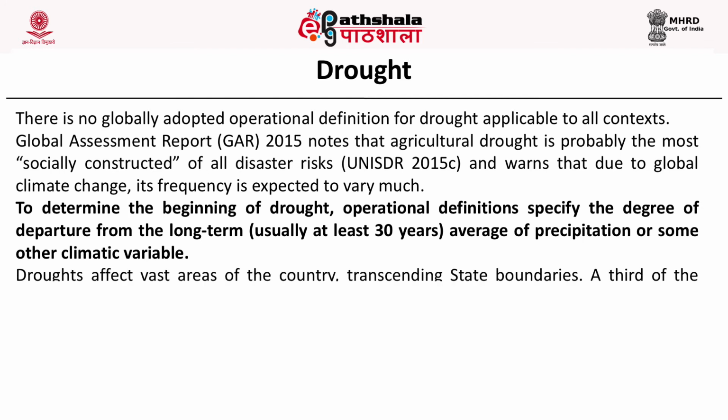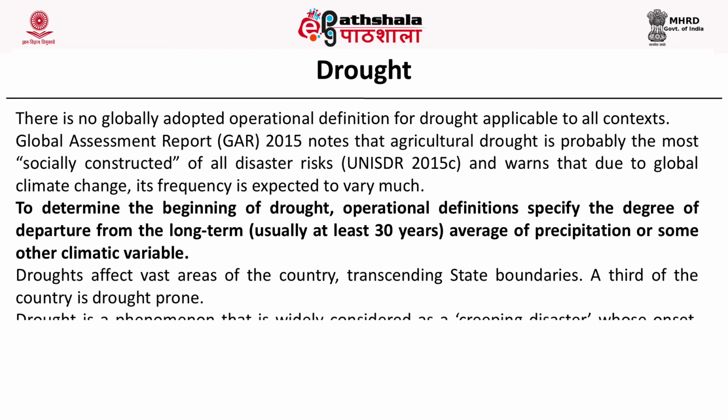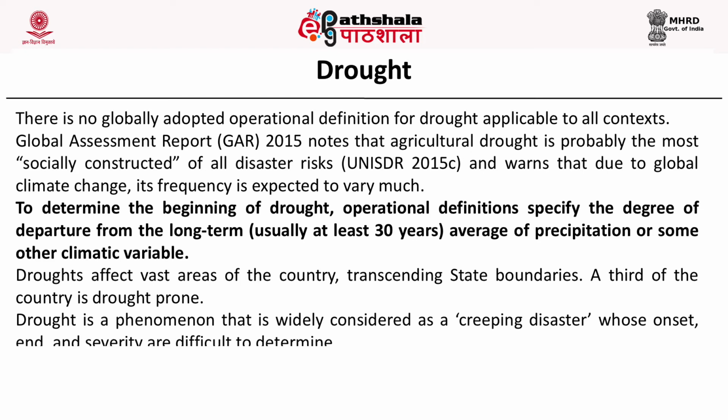To determine the beginning of drought, operational definitions specify the degrees of departure from the long term, that means usually at least 30 years, average of the precipitation or some other climatic variables. Drought affects vast areas of the country transcending the state boundaries. A third of the country is drought prone.